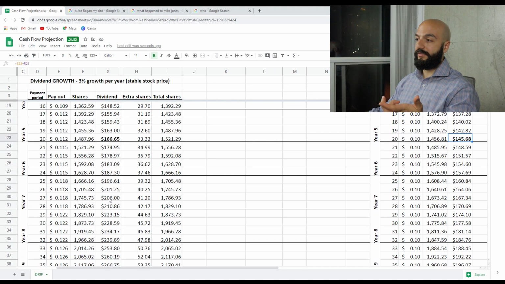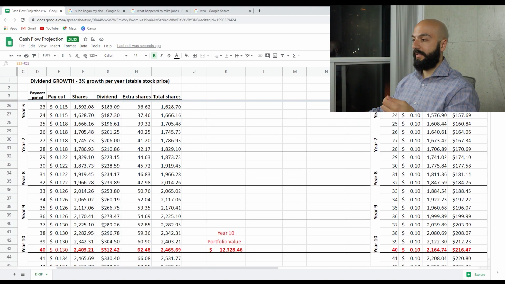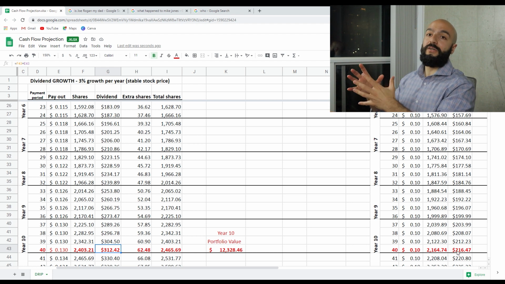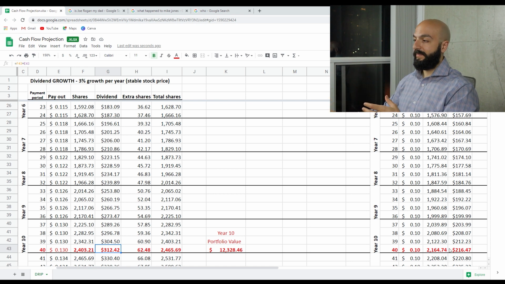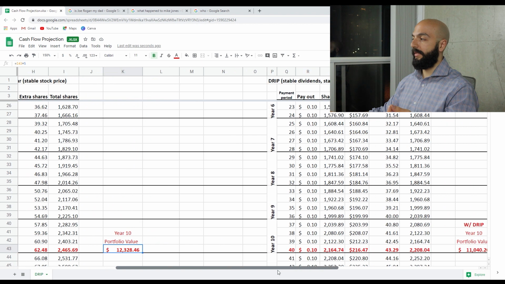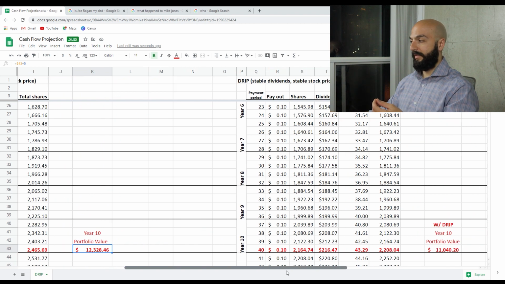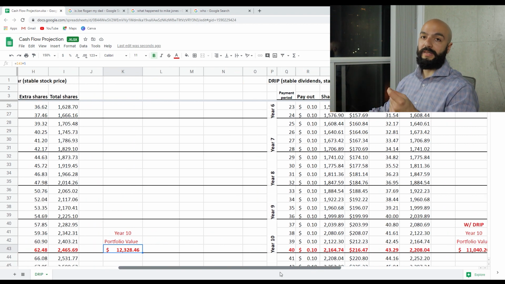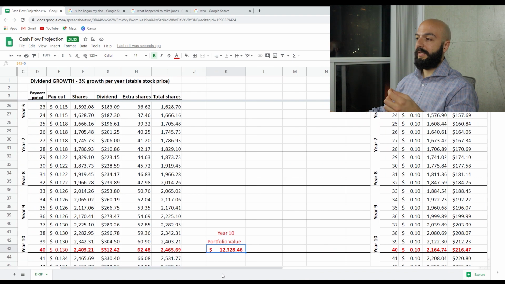We're long-term investors here. Let's go to 10 years. Our dividend will be $312 versus $216. This is almost a 50% increase from our already good DRIP example. And our portfolio value would be $12,000 compared to $11,000. Not a big difference, but a difference nonetheless.